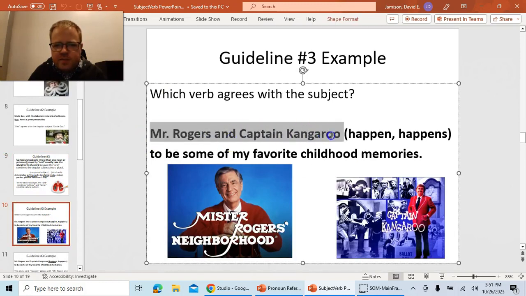Mr. Rogers and Captain Kangaroo happen to be some of my favorite childhood memories. The sentence kind of gives it away here. Mr. Rogers and Captain Kangaroo collectively are a plural noun, and they happen to be some of my favorite childhood memories. We would also say Mr. Rogers happens to be one of my childhood memories. But if they're together, then they happen to be.